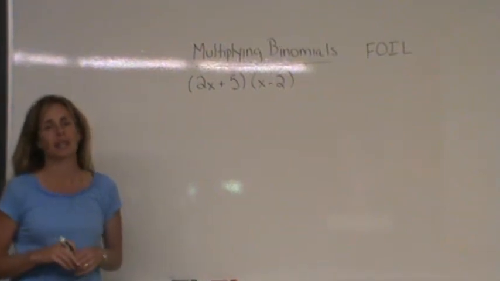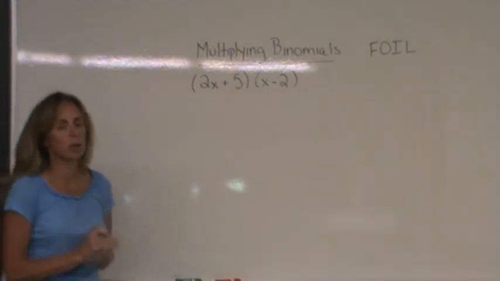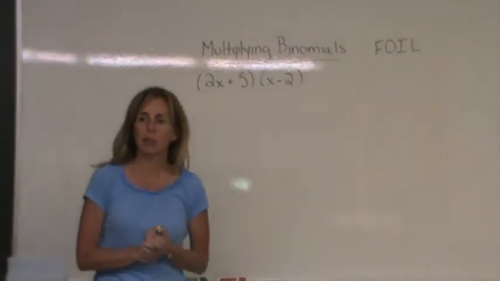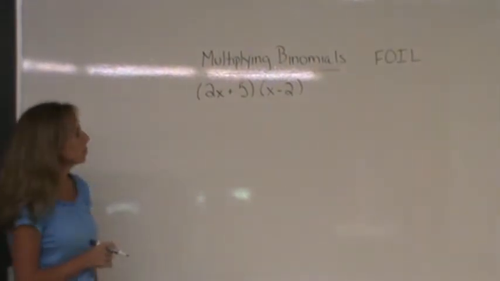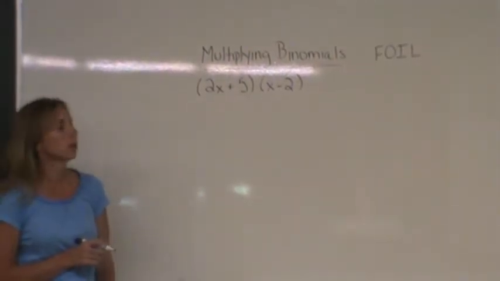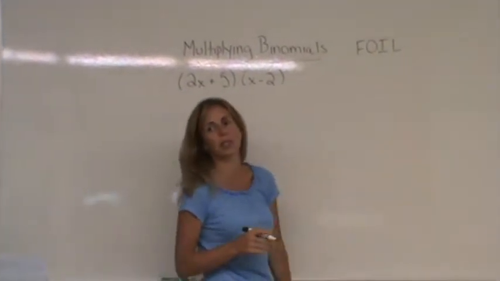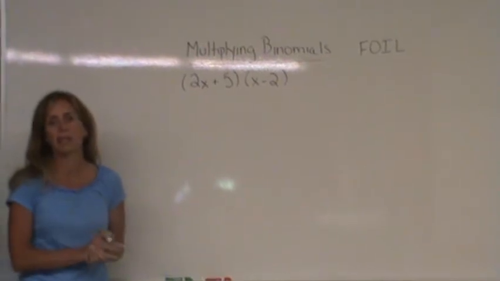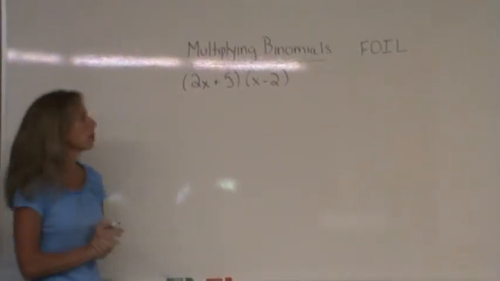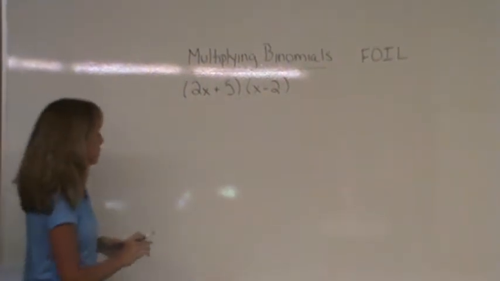Our lesson today is on multiplying binomials. A binomial is a polynomial with two expressions, and this is a special case when we are multiplying two binomials. When we have two binomials and we're multiplying them, we use what's called the FOIL method, and this is just a way for you to remember how to distribute properly when you are multiplying two binomials. FOIL is an acronym for first, outer, inner, and last.